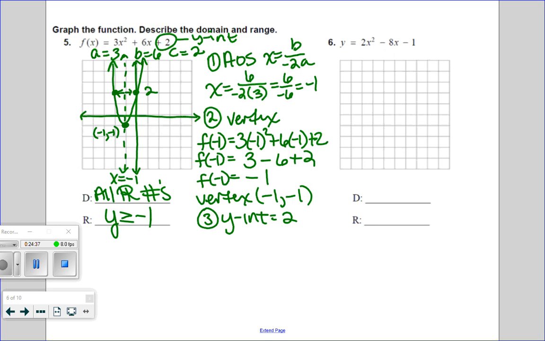All right, are we okay with that, with the graphing? Try number 6 if you have not already. The things that I'm looking for credit are the axis of symmetry, marked and labeled, the vertex, plotted and labeled, the y-intercept also, and then reflected, and then the domain and range. Let's try number 6.